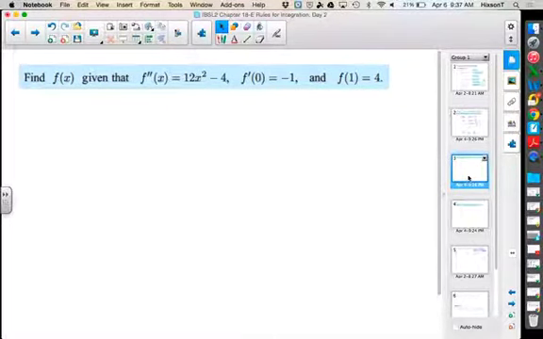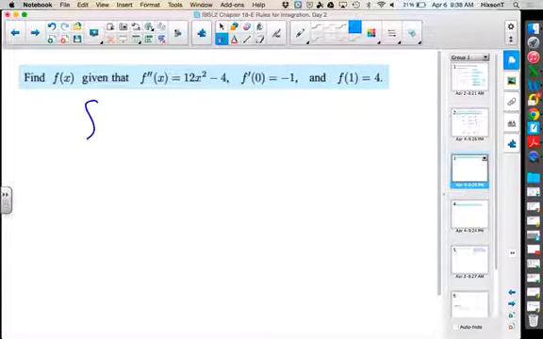So let's look at another case here. Here we have the acceleration, the second derivative. We have one value for our velocity, the first derivative, and we have one value for the position. So we're going to need to use this process twice. So to get the derivative, we'll have to take the integral of the second derivative.